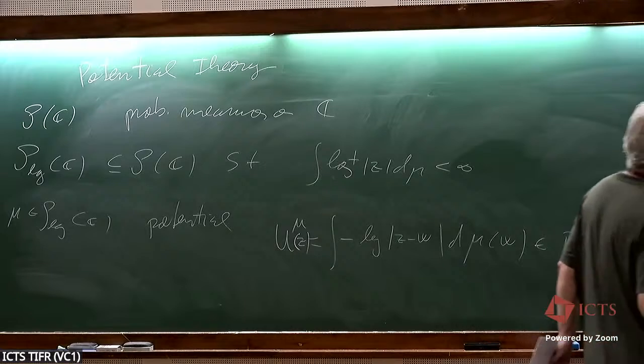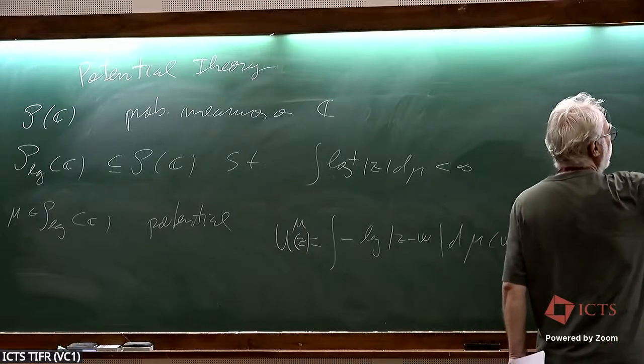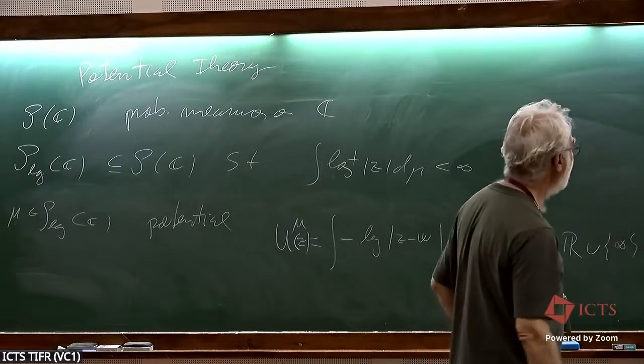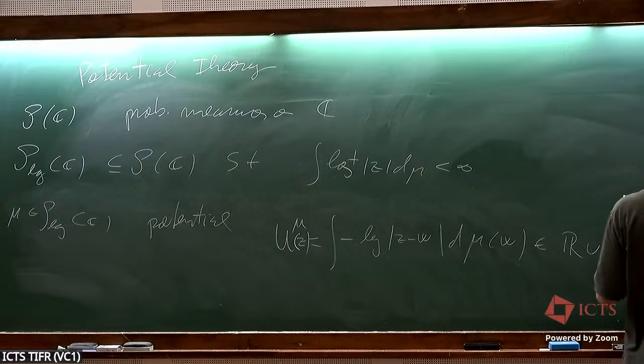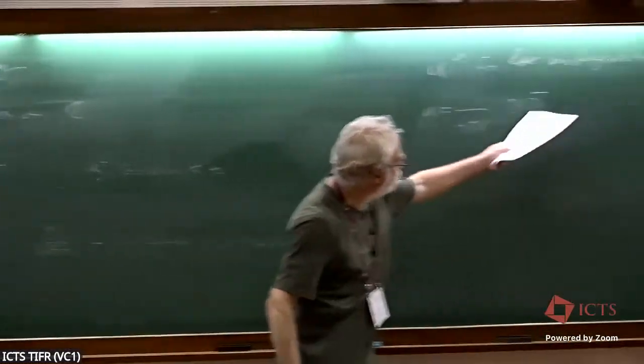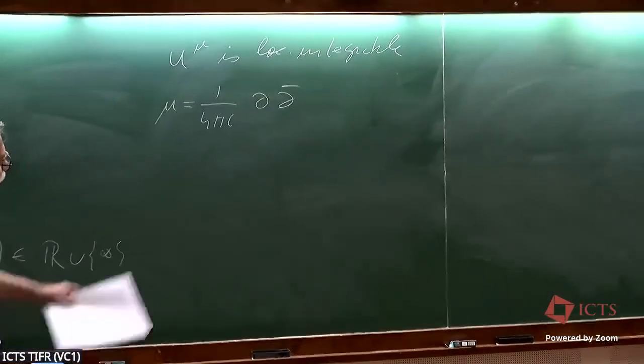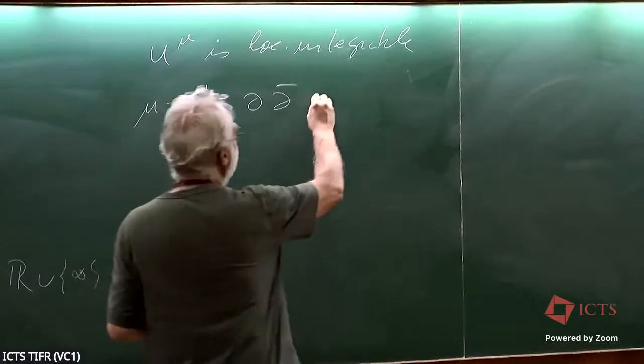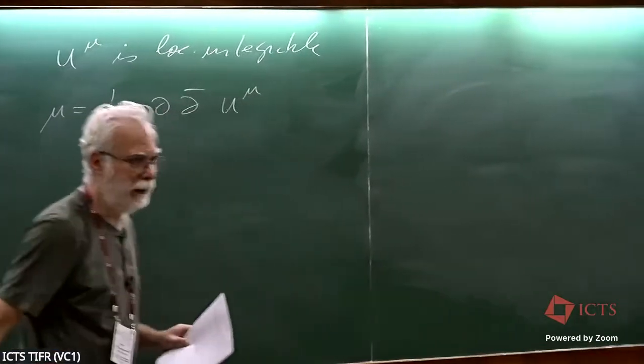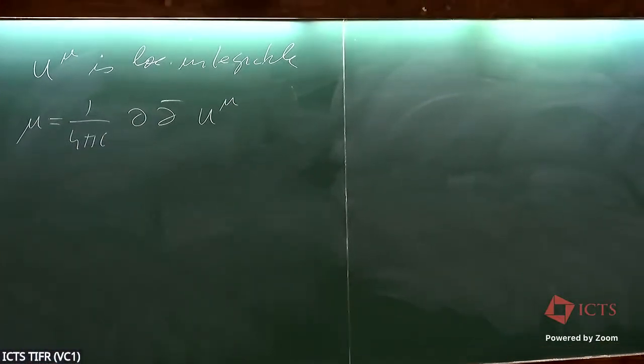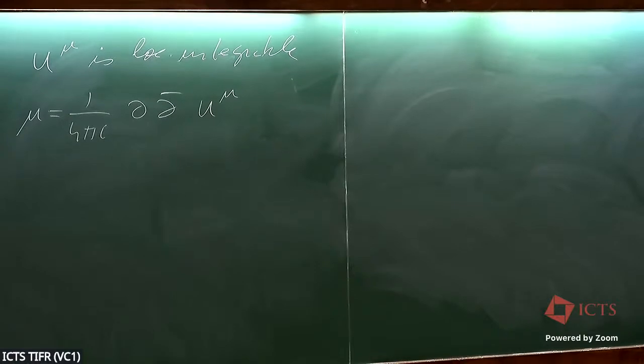And in fact, one can recover the measure mu as 1 over 4 pi i times delta delta bar. So this is the anti-holomorphic derivative and the holomorphic derivative of the function u mu. So in some sense, from the measure we can get a potential, and from the potential we can get a measure.